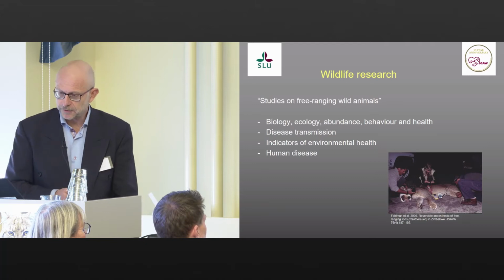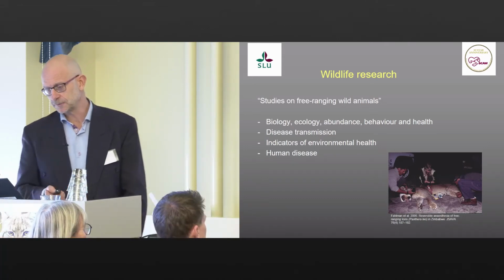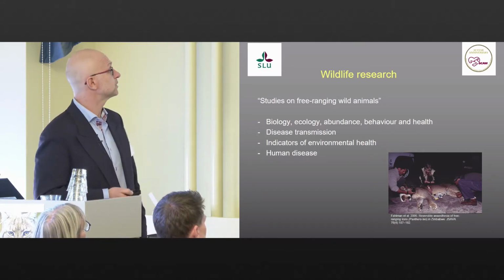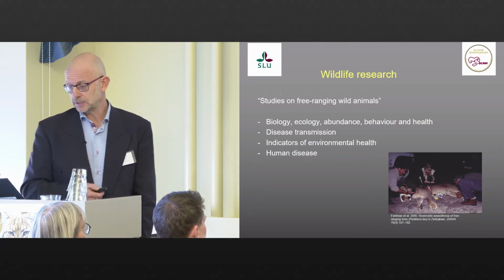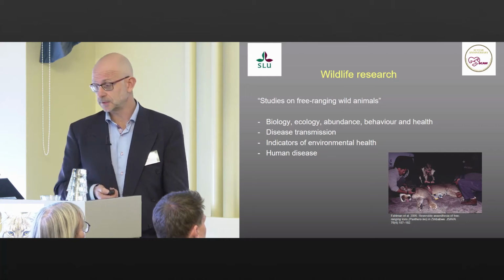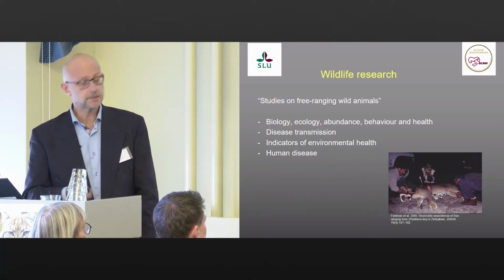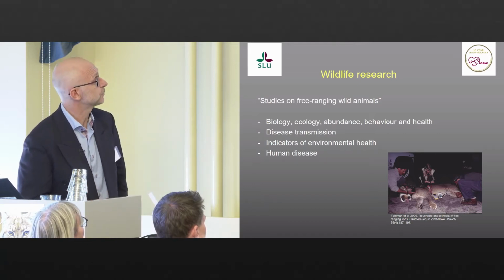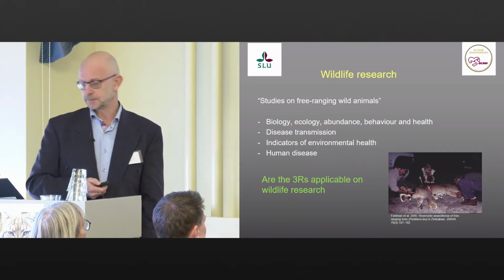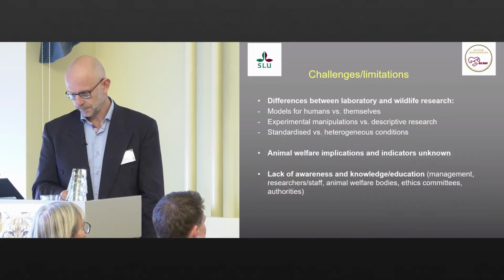And then into wildlife research, which I've chosen to define, for the sake of this presentation, as studies on free-ranging wild animals. It can cover a variety of areas, as you can see: biology, ecology, abundance, behavior, and health, disease transmission. The animals can also be indicators of environmental health, and lately they are actually used for studying human disease as well. So then the question is, are the 3 R's applicable to wildlife research?